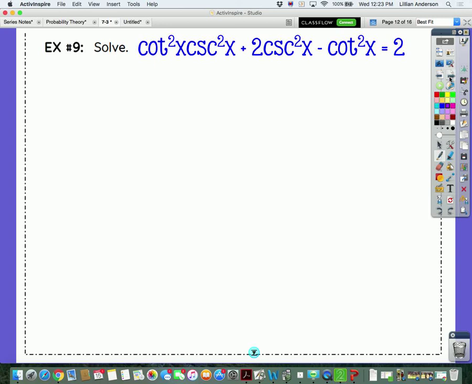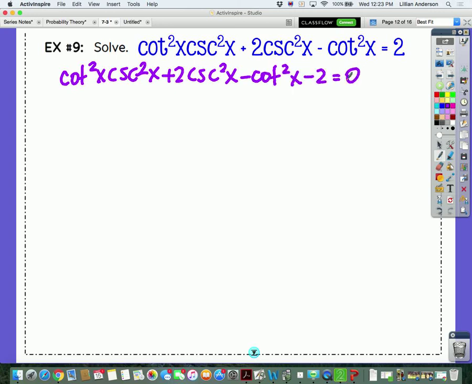What you should recognize is that you can't just regularly factor this. You can't just take out a 2, because not every term has a 2. You have to subtract the 2 over first to set it equal to 0. Whenever you factor, you always want to make sure that it's equal to 0. There's no multiplication sign, so just make one.